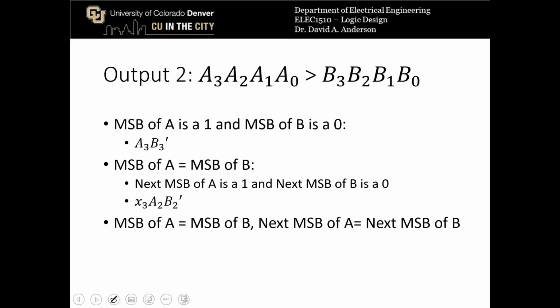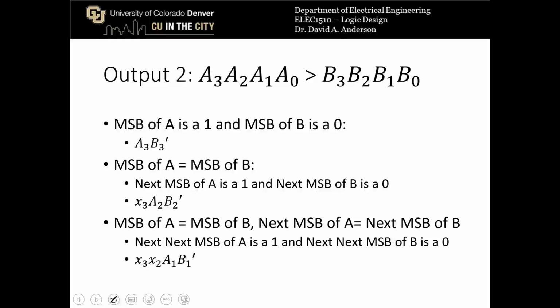This follows a regular pattern from here on out through the rest of the bits. So then let's say the most significant bit of A is equal to the most significant bit of B, and the next most significant bit of A is also equal to the next most significant bit of B. Then we look for the next most significant bit of A, which in this number is A sub 1, being a 1, and the next most significant bit of B, that's B sub 1, being a 0. So that term would be x sub 3, x sub 2, again referring to the fact that A sub 3 is equal to B sub 3, and A sub 2 is equal to B sub 2, and A sub 1 is a 1 where B sub 1 is a 0. This would also mean that the number A is greater than the number B.